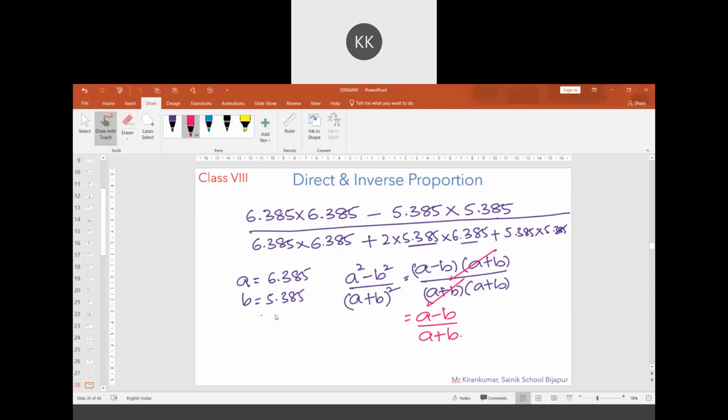Now you subtract. What do you get? A minus B is 1. Add them: A plus B is 11.77. So it is 1 divided by 11.77. This is the answer, sir.